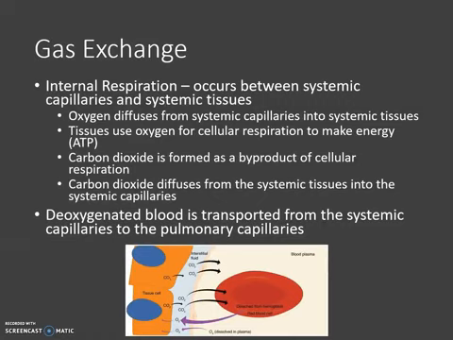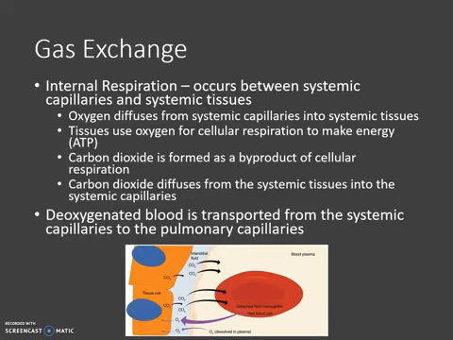Internal respiration occurs between the systemic capillaries and the systemic tissues. So the oxygenated blood that went back to the heart through the pulmonary veins is then transported out through the aorta, then to arteries, and then arterioles until they reach systemic capillary beds. And these are the capillary beds that are found in most of the organs and tissues in the body. So internal respiration is the exchange of gases between systemic capillaries and systemic tissues.